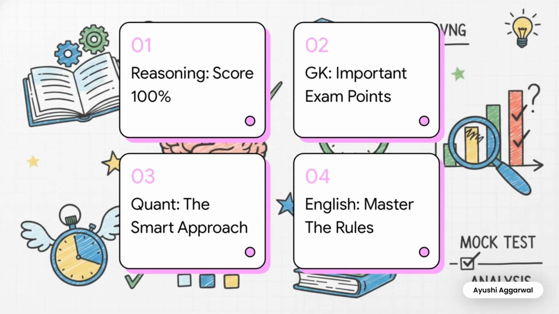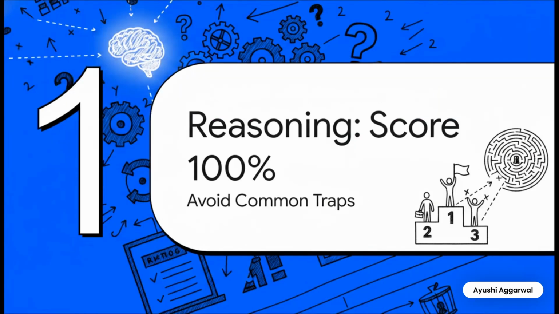Here's a quick look at our classroom agenda for today. Pura focus yahan rakhna. We are tackling 4 key areas. Reasoning to score a perfect 100%, general knowledge for important exam points, quantitative aptitude using the SMART approach, and English, where we will master the rules. To chaliye shuru karte hain. Let's jump straight into Section 1, General Intelligence and Reasoning, and learn how to avoid common traps.